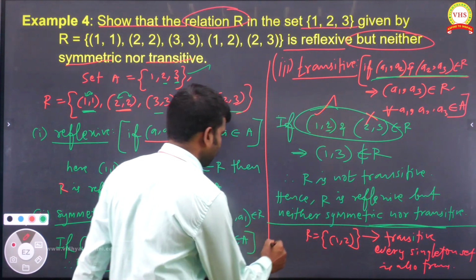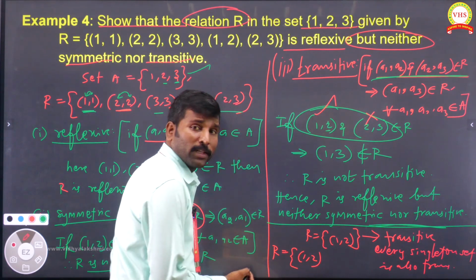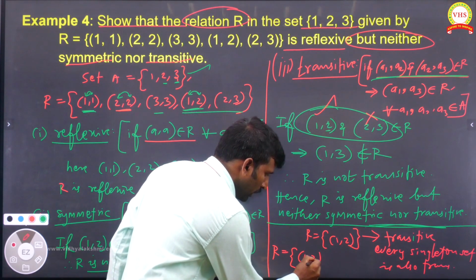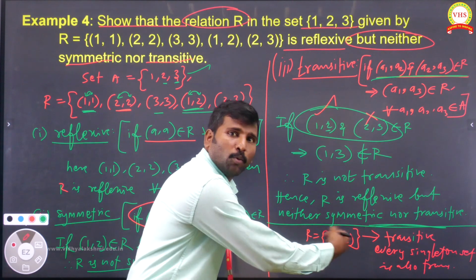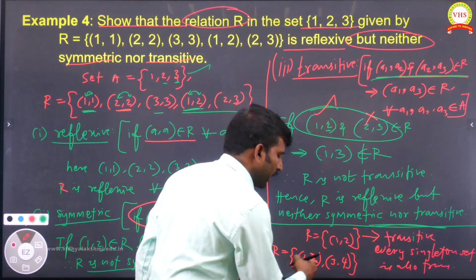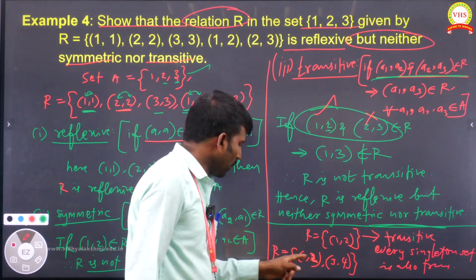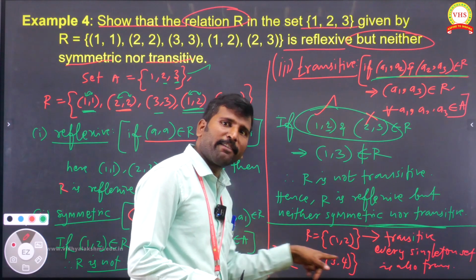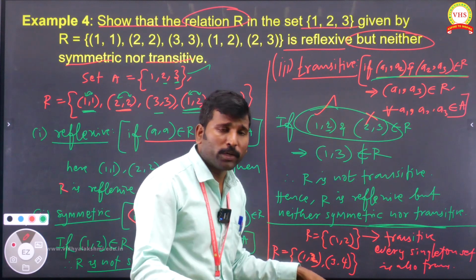One more example. Suppose R is equal to {(1, 2), ...}. Very important, listen. (1, 2) is there. Starting with 2, there should be one more element. But I don't have one starting with 2. I have one starting with 3. So what will you do? This is also transitive. Why? (1, 2) I have. Starting with 2 I don't have an element. So what can you say?